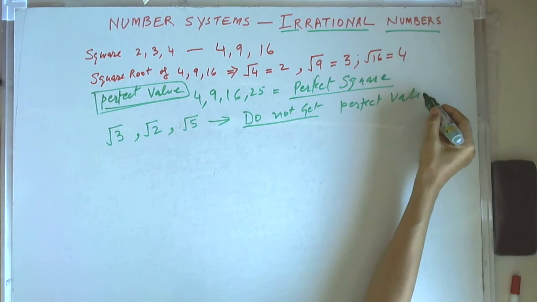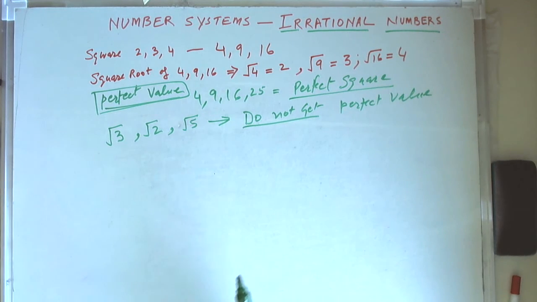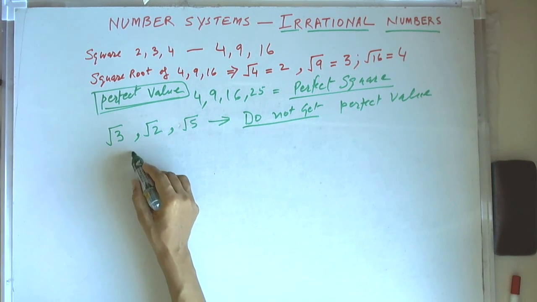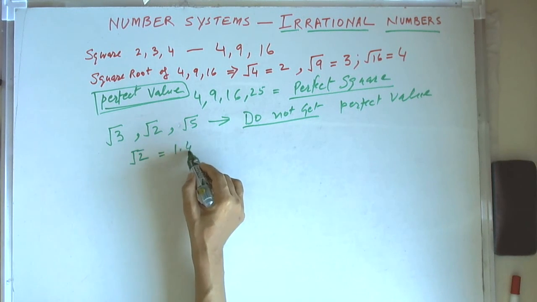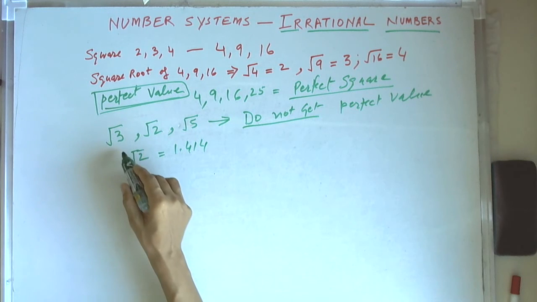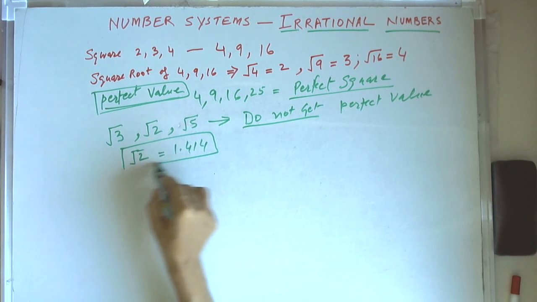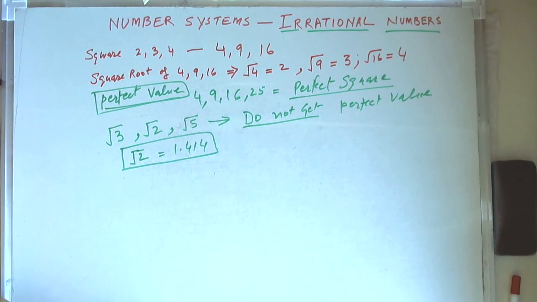value. So if we try it either by the long method of calculating square root or by using a calculator, what do we get? We get only an approximate value. So under root 2 is equal to 1.414. Now this is an approximate value. This is not a perfect value.